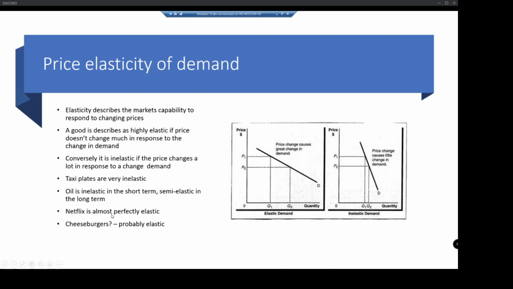Netflix, on the other hand, is almost perfectly elastic. It doesn't matter how much is demanded, Netflix will always supply it at $10 per month. And cheeseburgers are probably elastic in that Mickey D's is probably going to change their pricing depending on how many they want to sell.